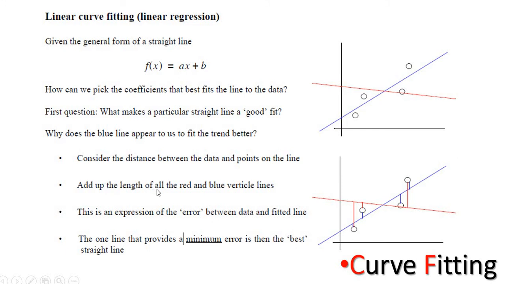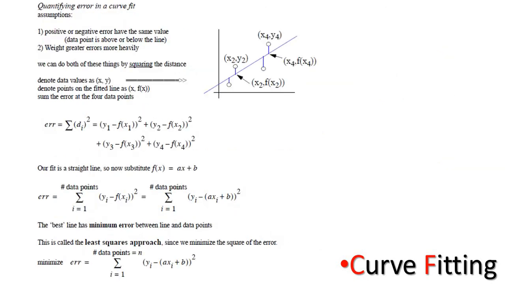We add up the length of all the red and blue vertical lines. This is an expression of error between the data and the fitted line. The one line that provides the minimum error is then the best straight line. That is how we choose which straight line gives a good fit to our data. This method gives you the best line, with minimum error between line and data points. This is called the least squares approach, since we minimize the square of the error.